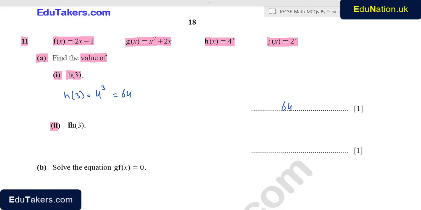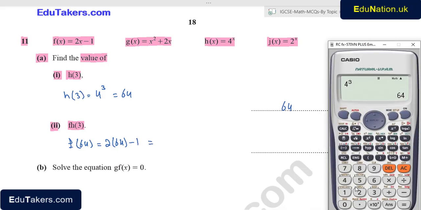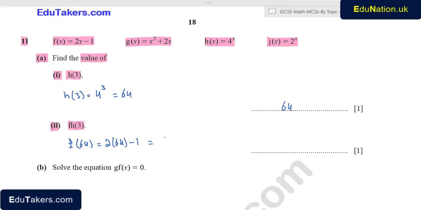Second part is f of h of 3. Now h of 3 is 64, and f of x is 2x minus 1. So 2 into 64 minus 1. 2 multiplied by 64 minus 1, which is 127. So f h of 3 is 127.